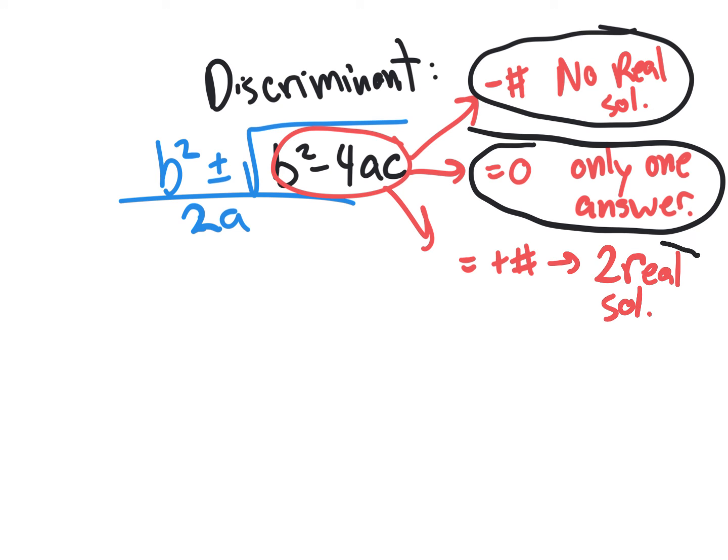So these are the 3 different situations that we deal with when it comes to discriminant values. Okay, so all of this will be on the test tomorrow. I hope this helps.